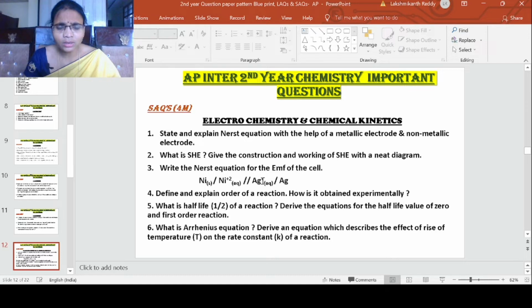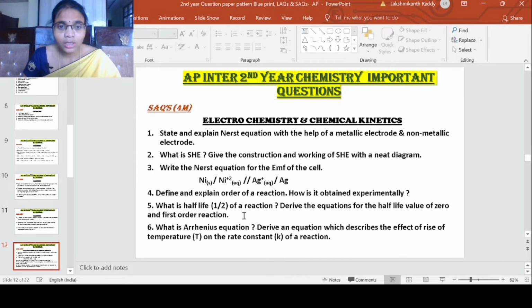Ni/Ni2+ parallel lines Ag+/Ag. Next, define and explain order of reaction. So it is obtained experimentally. Half-life. Derive the value for zero order and first order. What is the Arrhenius equation? Simply, this is the effect of temperature on the rate of a reaction.